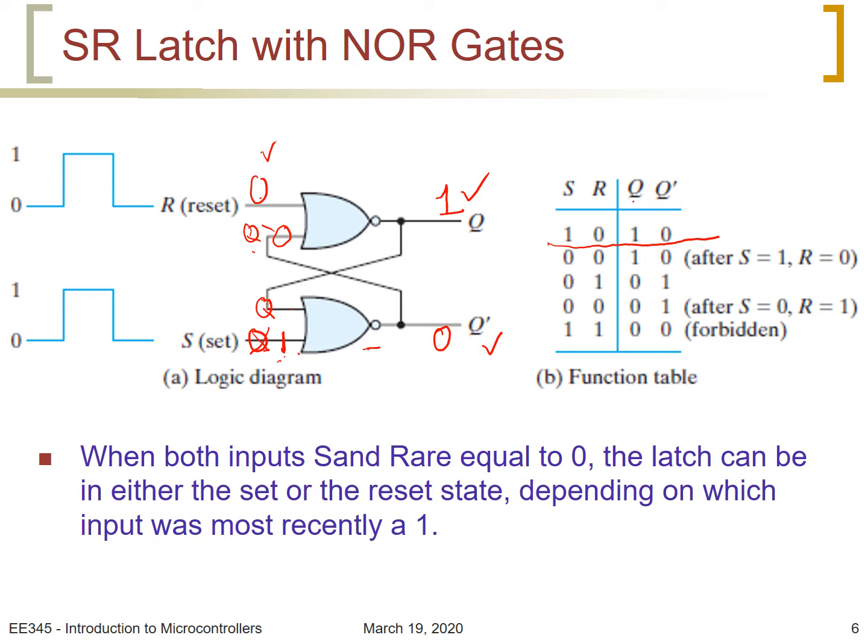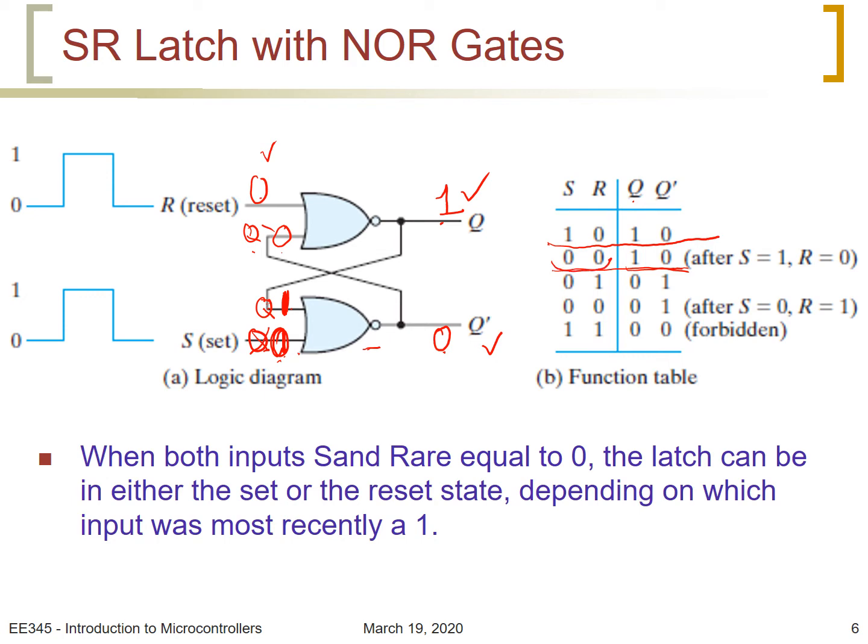Let us take S back to 0. What will happen? If S remains 0 here, this one actually came here. So 1 or 0, 1, inverted 0, 0, 1. So the latch maintains its state. It keeps Q equal to 1 and Q prime equal to 0, although both R and S are 0.